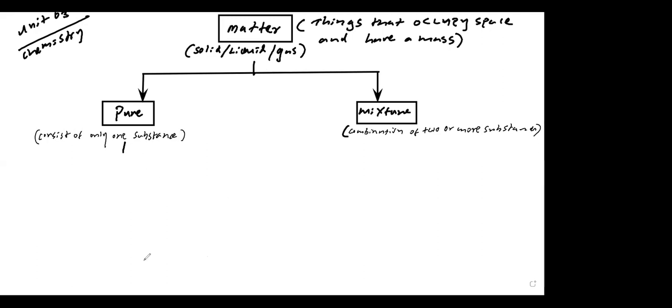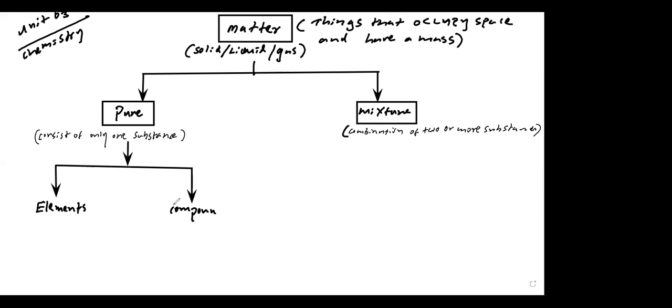Pure substances can be divided again into two groups, that is elements and compounds. I'll give one example: if you take 100% pure gold, that is a pure substance. So elements or compounds.